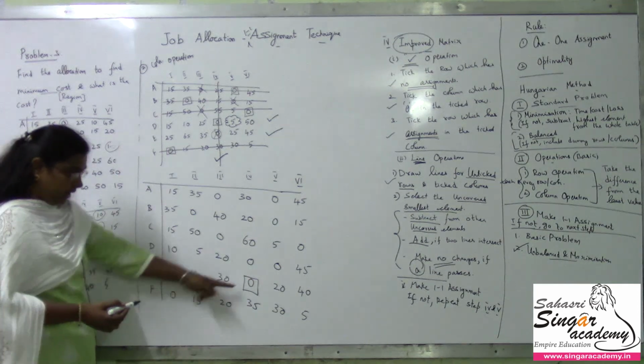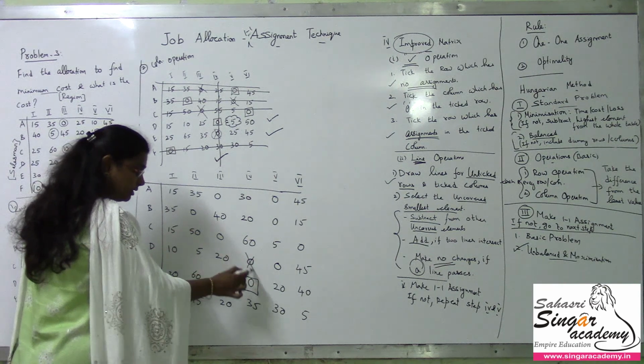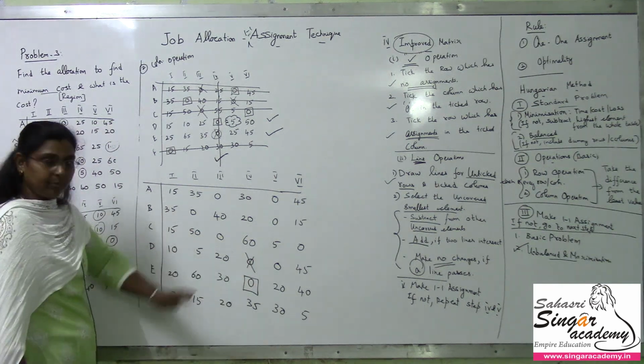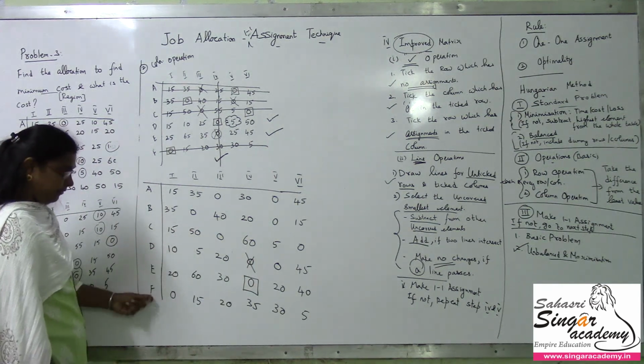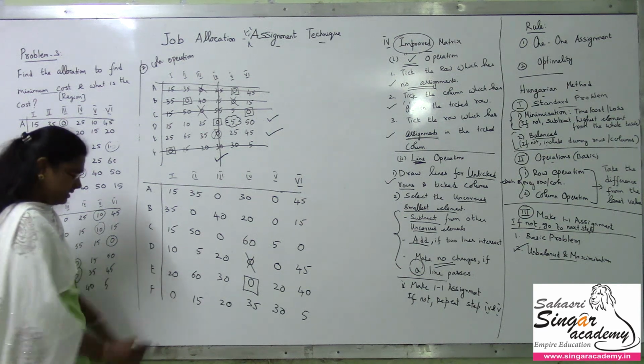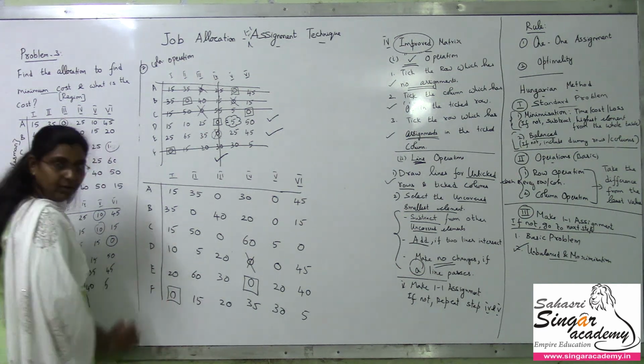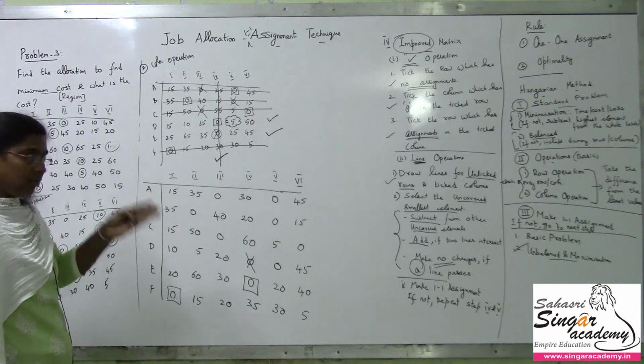Please check, if you allocate this one, you have to strike out this one. If there are any other zeros, strike them out. F, 1 0, yes, please allocate. Is it okay? So rows are over, now go for column wise.